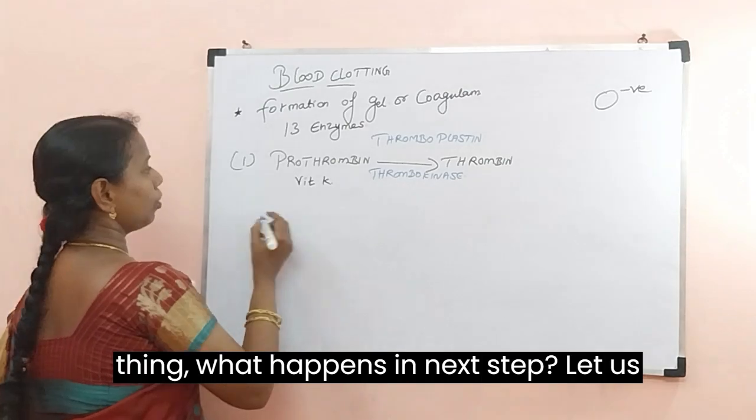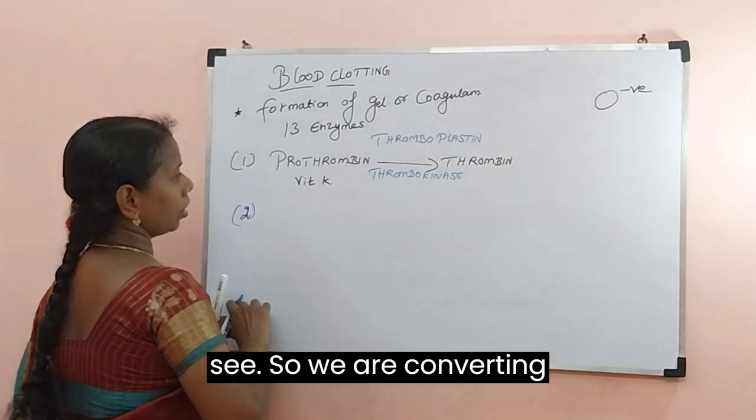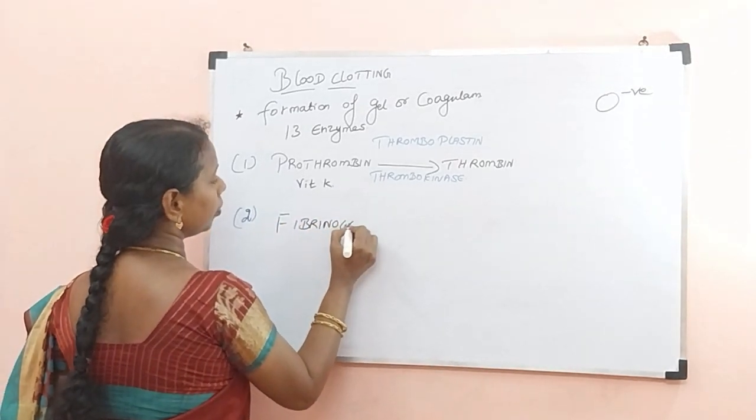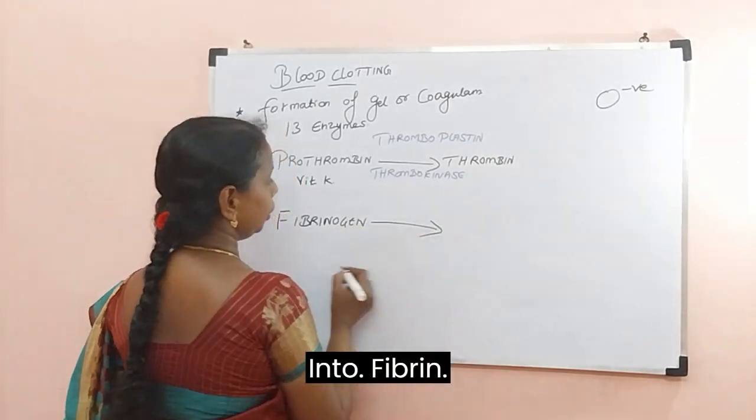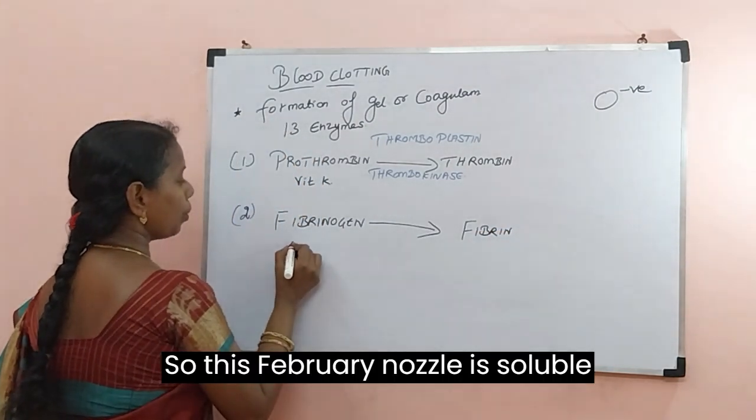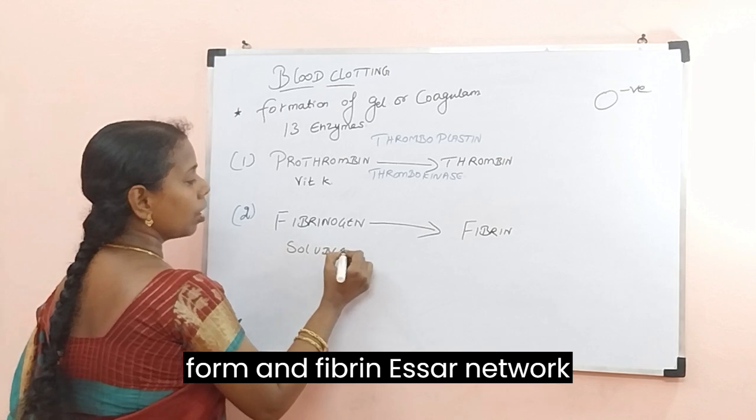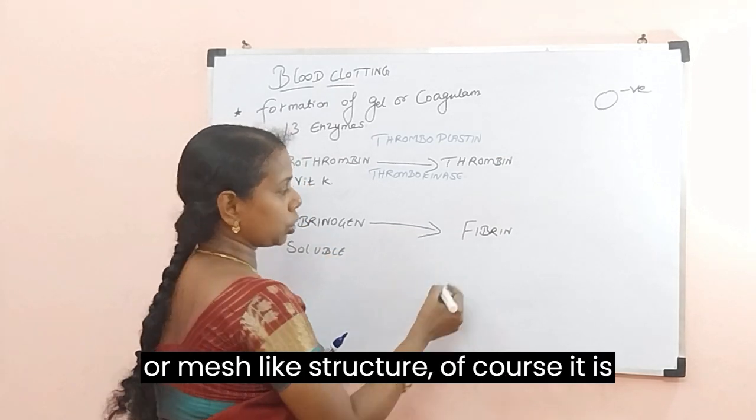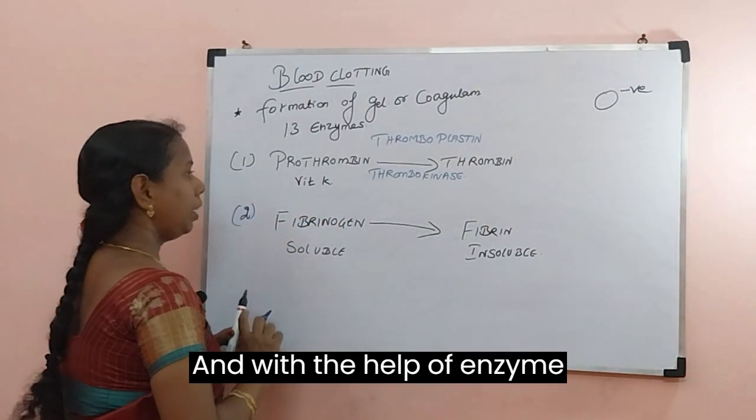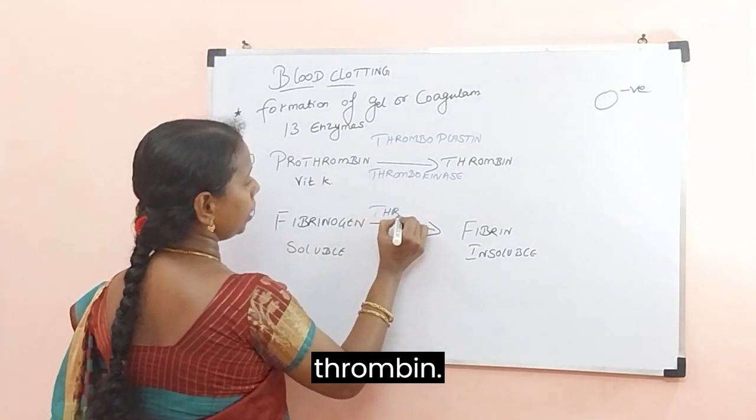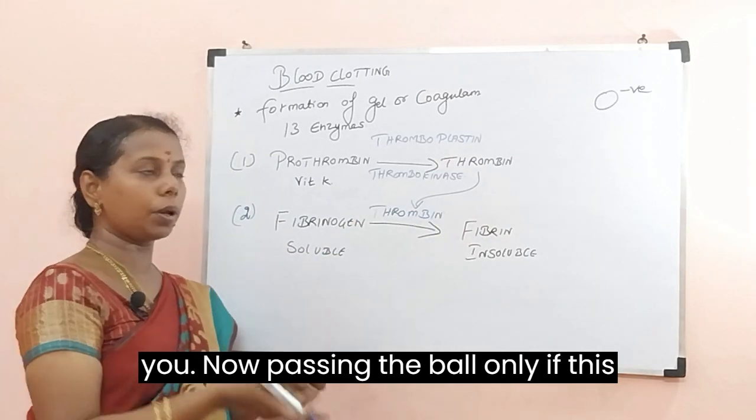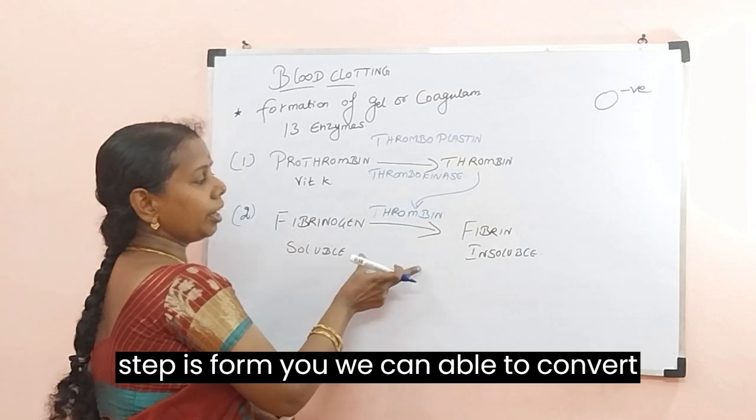Okay. And next, what happens in the next step, let us see. So, we are converting fibrinogen into fibrin. This fibrinogen is the soluble form, and fibrin is a network or mesh-like structure. Of course, it is insoluble. And this happens with the help of the enzyme thrombin. So, this is how it is formed. I told you, passing the ball. Only if this step is formed, we are able to convert.